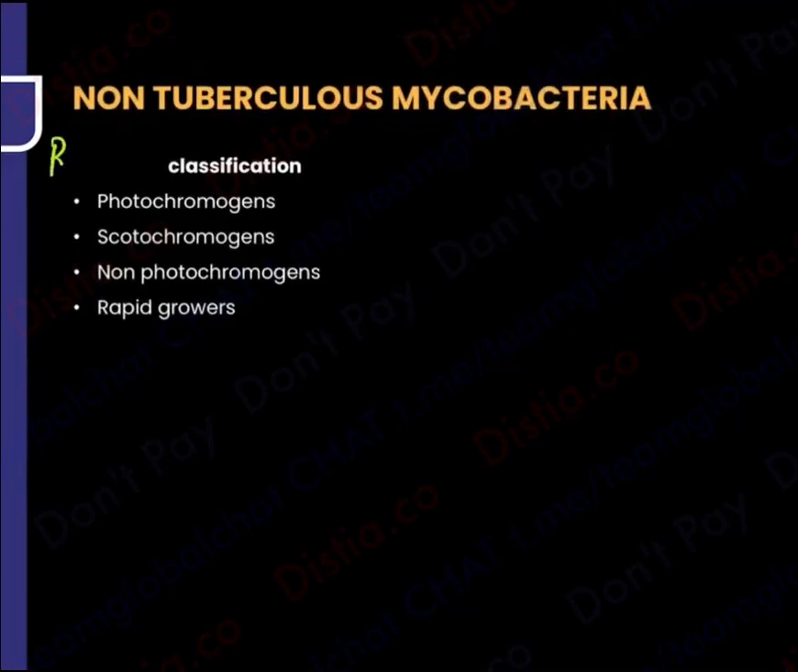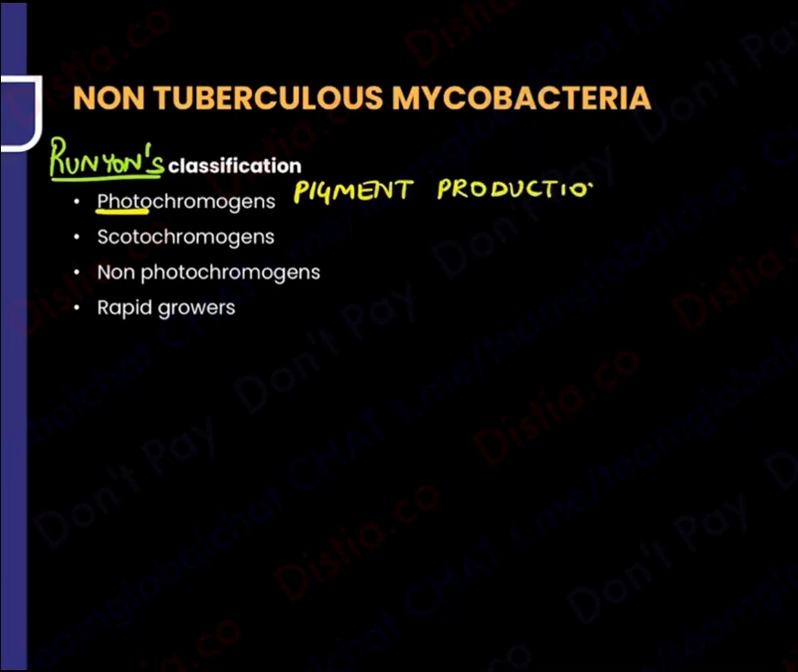What is the classification that we have? Classification is a famous one known as the Runyon's classification. Runyon's classification says photochromogens, scotochromogens, non-photochromogens, and rapid growers. What is their definition? Photo means some pigment production. There is definitely a pigment production that we are going to have. But please note that photo means light, so that pigment production is only going to occur in light.